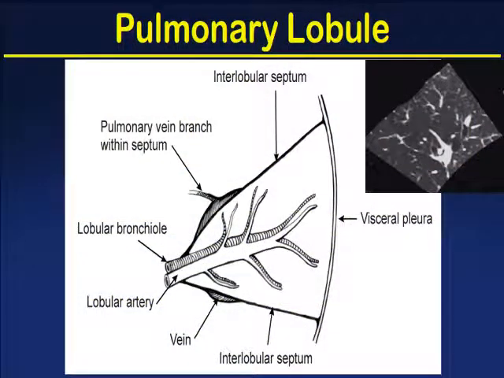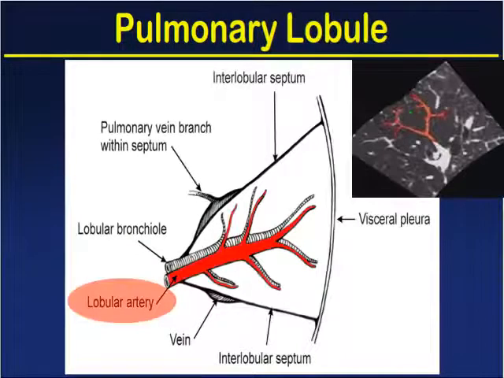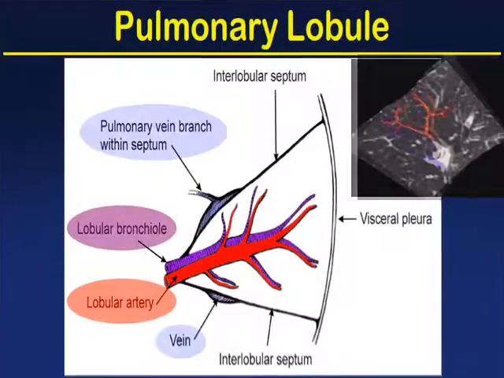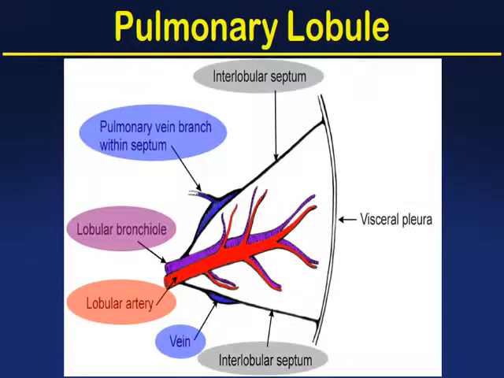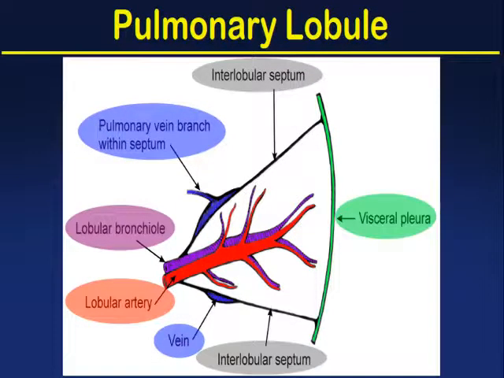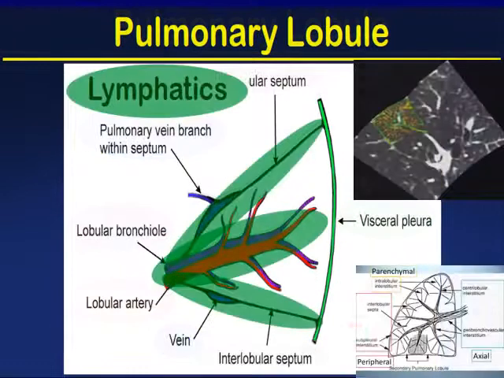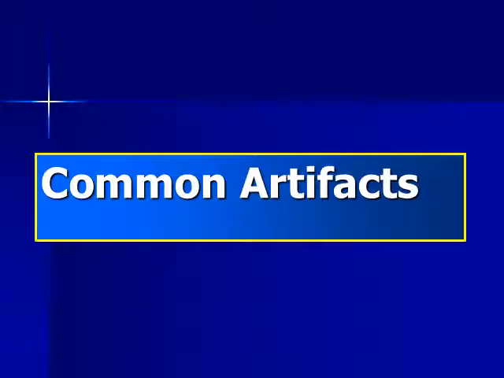Let us revise again. Look at these nice diagrams. In the secondary pulmonary lobule, the center contains the artery, while the periphery contains the interlobular septum, which contains the vein and lymphatics. This is the visceral pleura through which the interlobular septum passes. The lymphatics, as you see, are running in the interlobular septum.